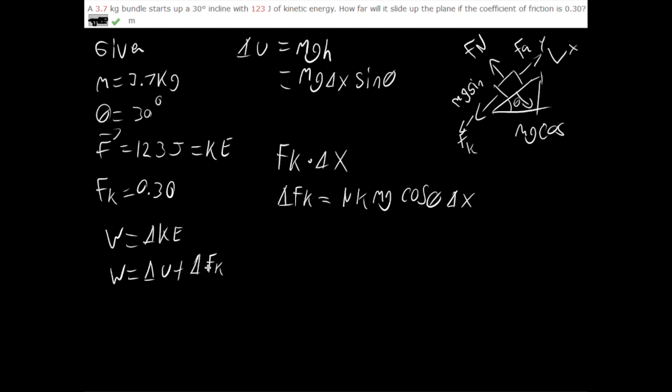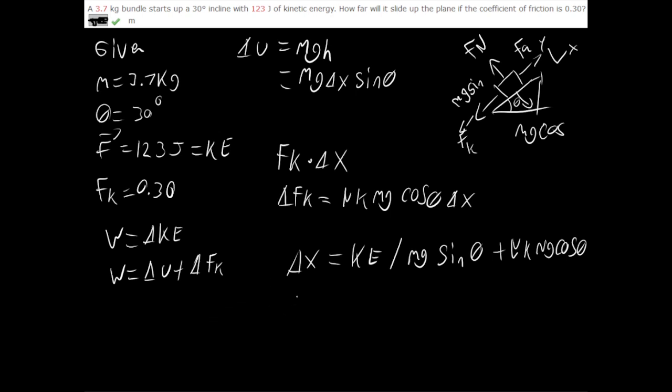Knowing this, we can actually rewrite this to say that, because we have delta x in both, delta x is equal to the kinetic energy divided by mg sine theta plus the friction coefficient times mg cosine theta.